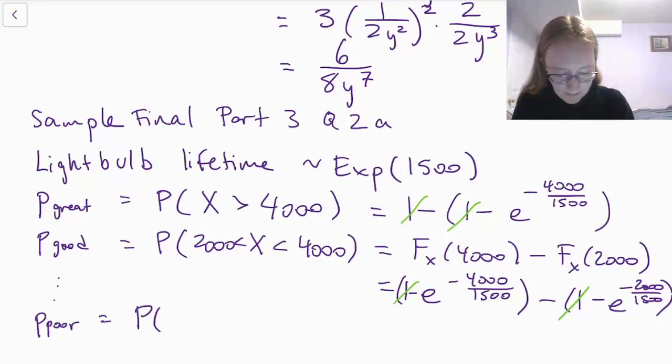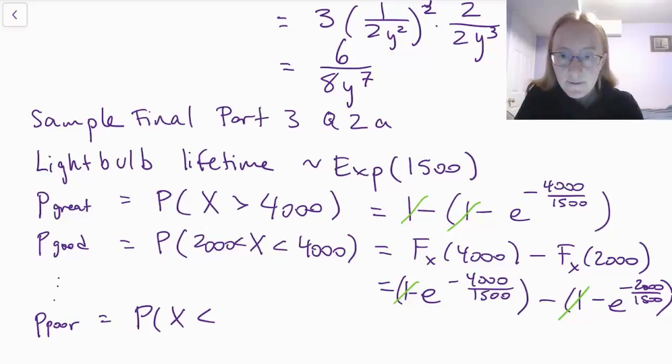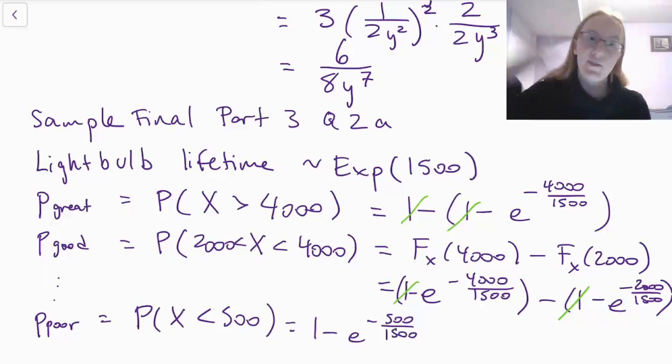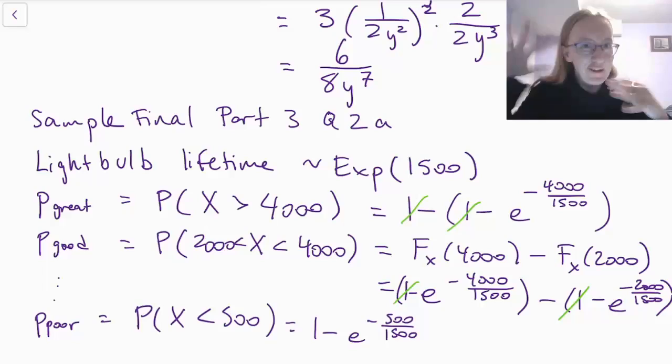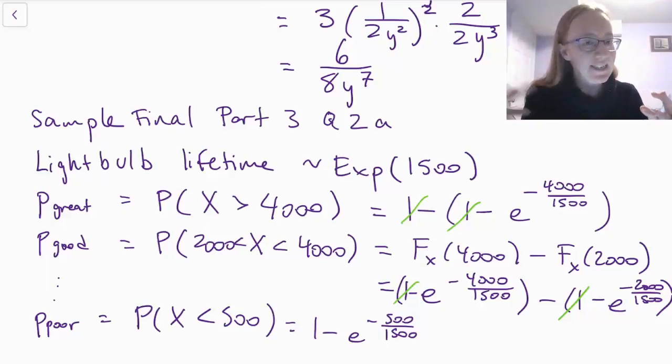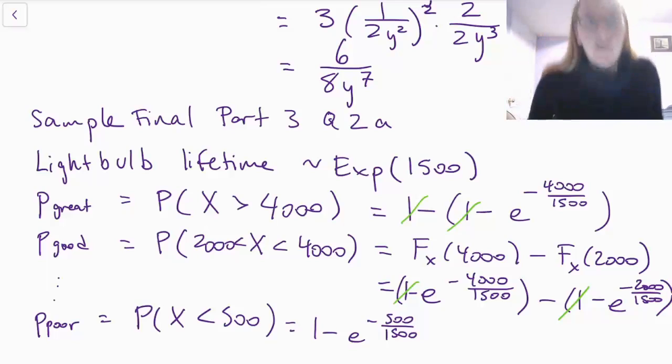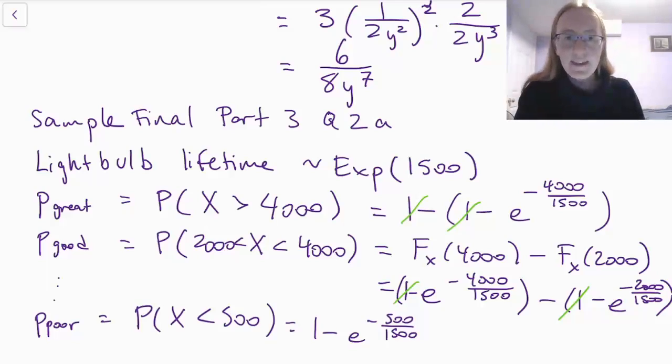Poor is just the probability x is less than 500, which is 1 minus e to the negative 500 over 1,500. And then fair is just 1 minus the other 3. However you like. You only need to calculate 3 of those 4 probabilities, and then the other one is 1 minus the other 3. So hopefully that helps the person on Piazza.